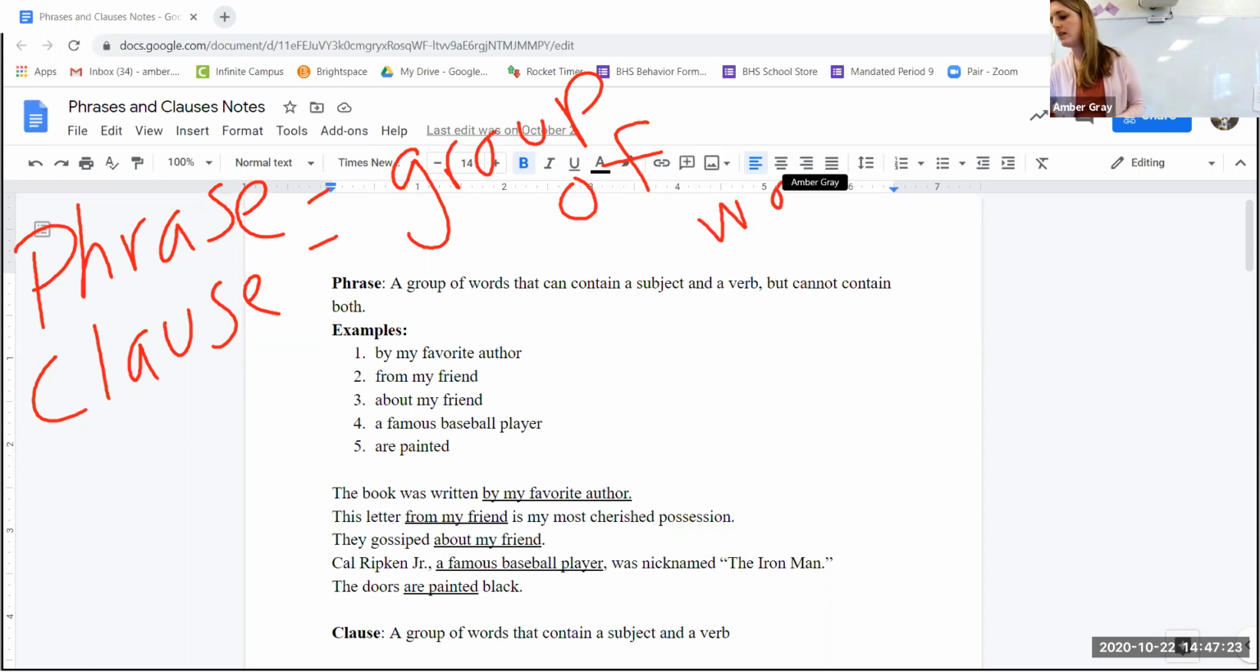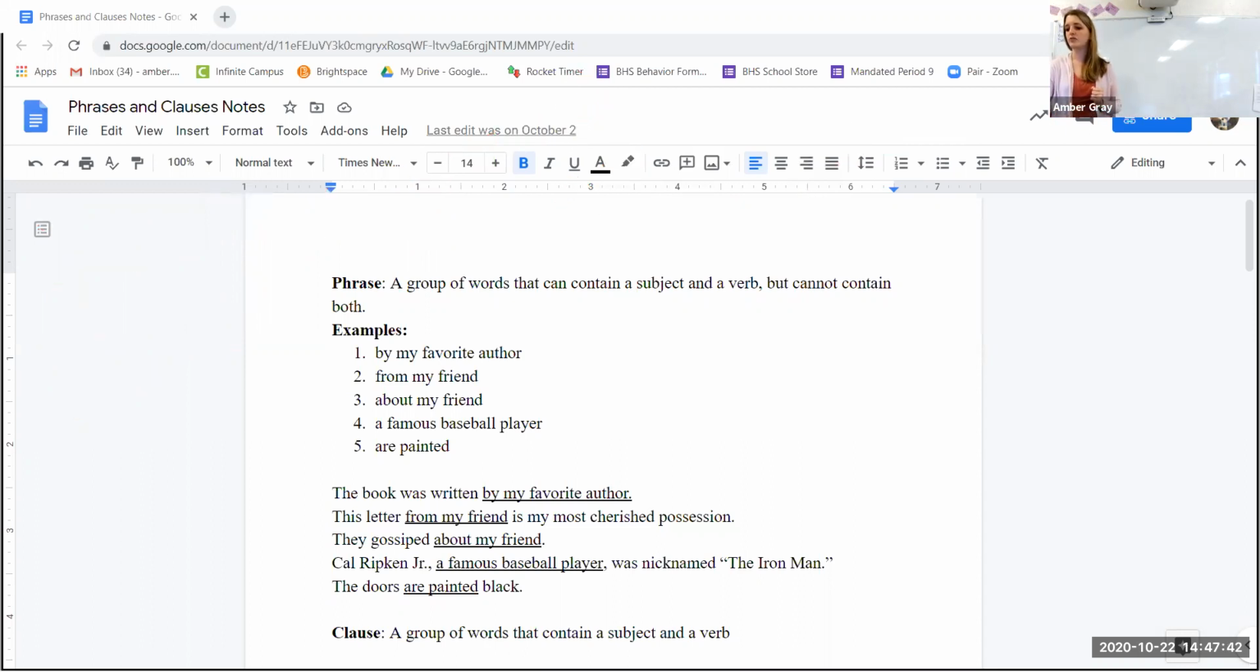Now, there is a quick distinction between these two types of groups of words. And so that's what we're going to talk about now. So a phrase is a group of words that can contain a subject and a verb, but does not have both. Okay, so a phrase has a subject or a verb, but it doesn't have both at the same time.